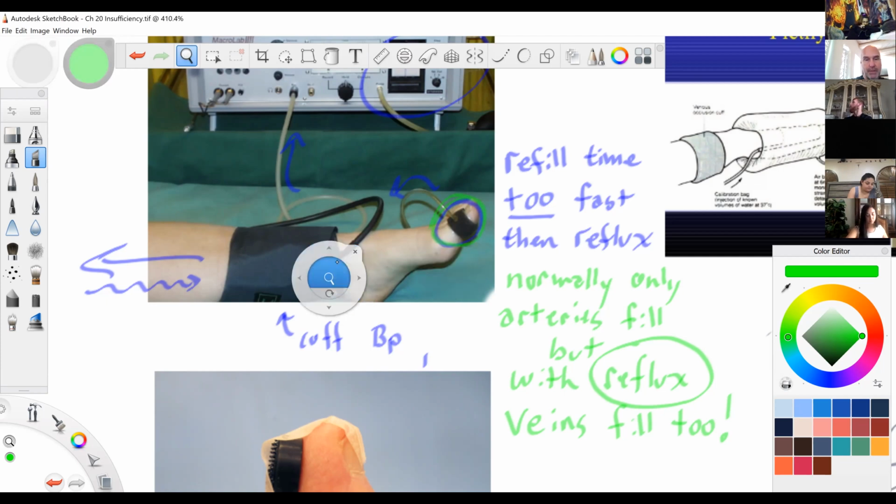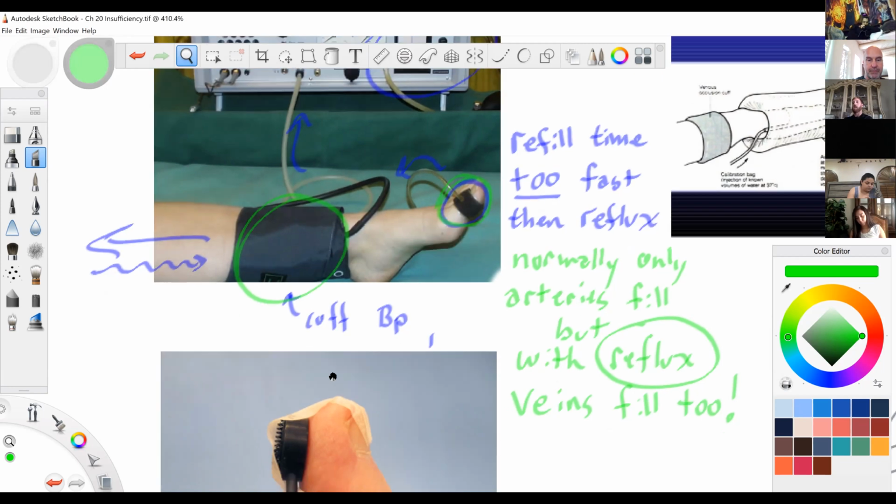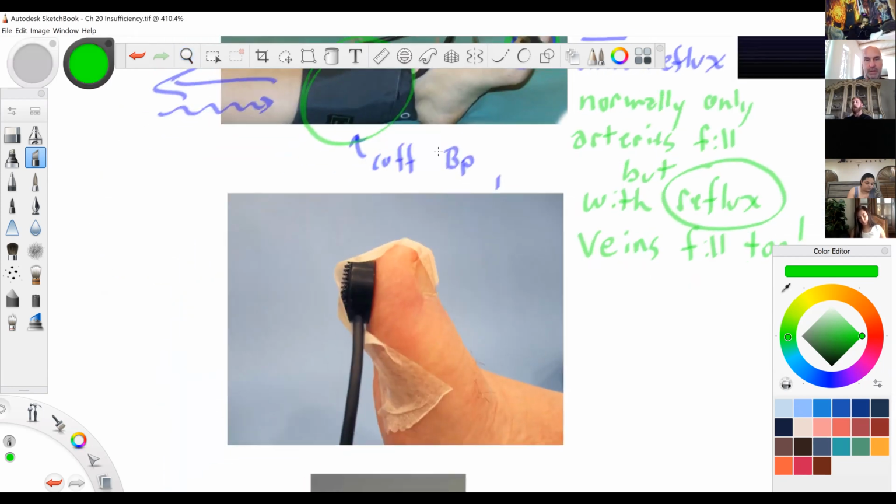And of course, we could do the same thing in the ankles. See how long the leg refills. Here, by the way, this is photoplethysmography. It's sending light in.